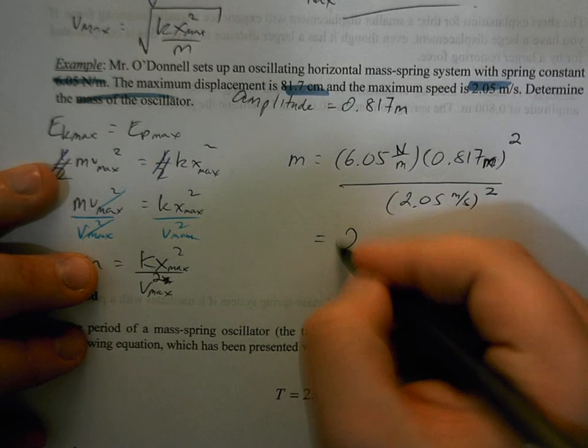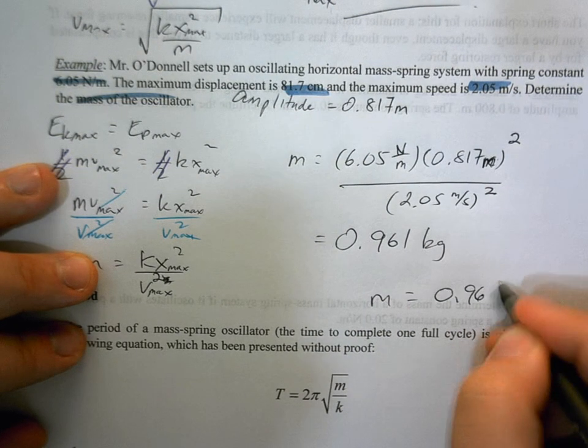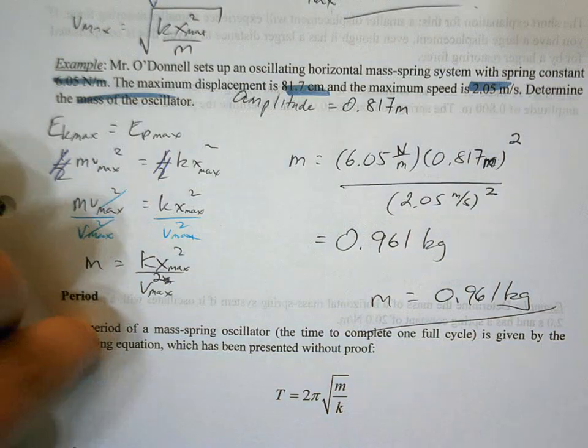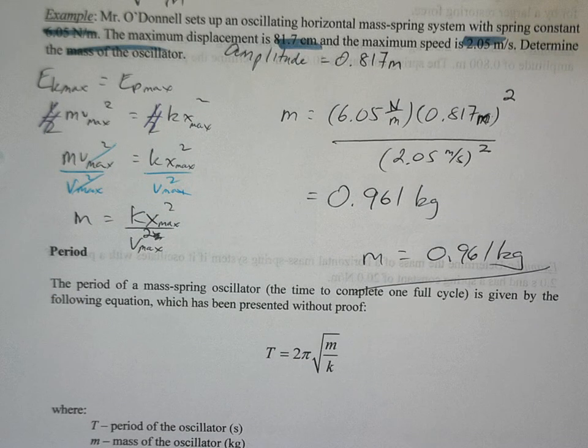We are going to get about 0.961 kilos. So this oscillator, oscillating about this point, based on the information we have, is going to have a mass of about 0.961 kilograms.